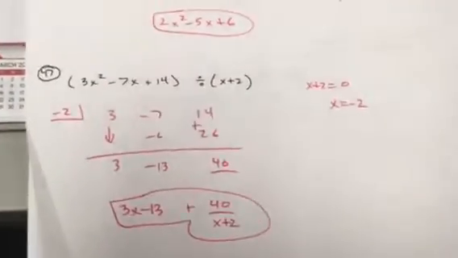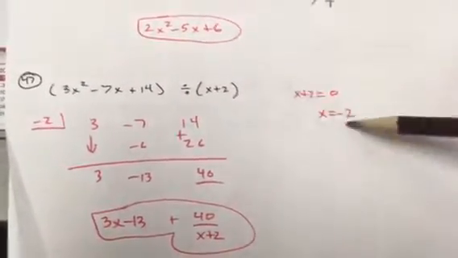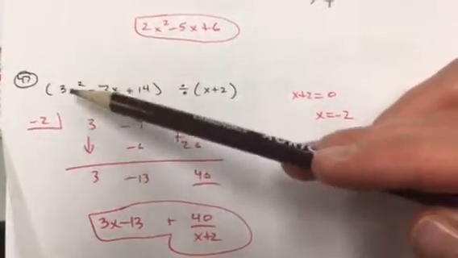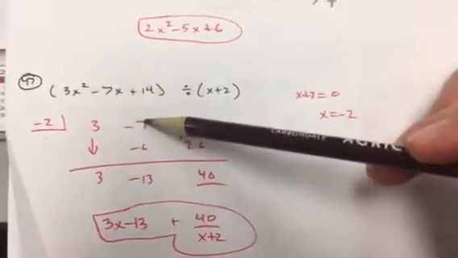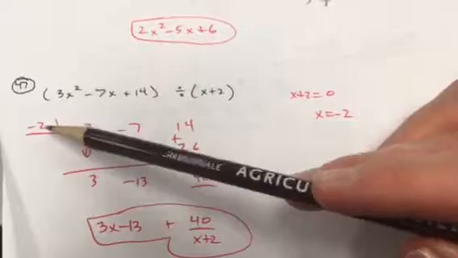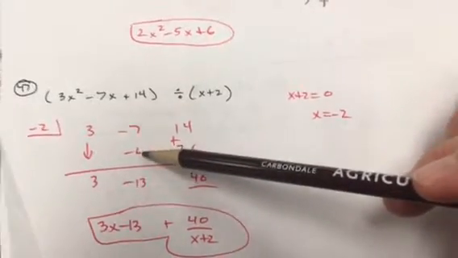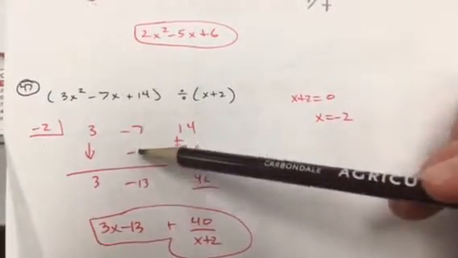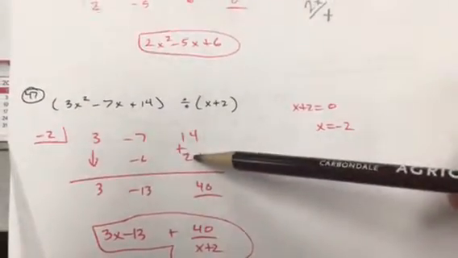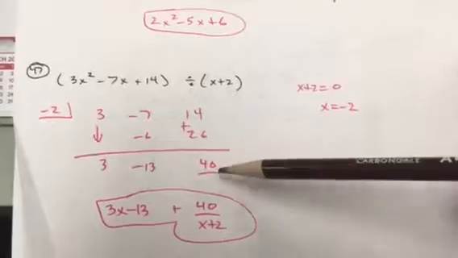Guys, on 47, you do have a remainder. Set x plus 2 equal to 0. You get x is negative 2. Negative 2 goes in the cubby. Bring the 3 down for 3x squared. Negative 7 right here, and then a positive 14. Bring the 3 down. You're going to do negative 2 times 3 is a negative 6. Add these up. Negative 7 plus negative 6 is a negative 13. Negative 2 times negative 13 is positive 26. Add them together. This time you do have a remainder.